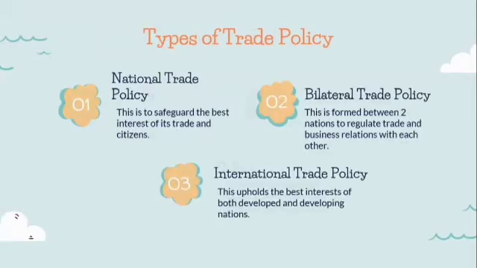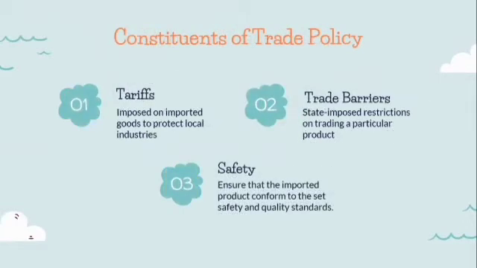So the first one, tariff is a tax imposed by one country on the goods and services imported from another country. Trade barriers, on the other hand, are state-imposed restrictions on trading a particular product. Some of the most common forms of trade barriers are tariffs, duties, subsidies, embargoes, and quotas. The last one is safety. In here, public officials can lay down inspection regulations to ensure that the imported product conform to the set safety and quality standards.